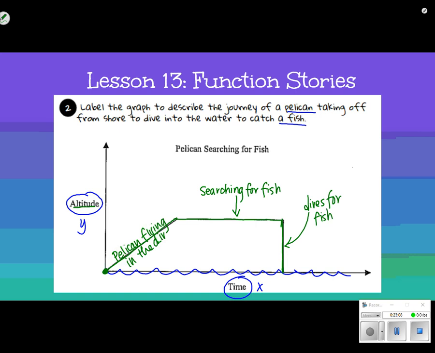And then after that, we're not sure what happens. I'm pretty sure that the pelican doesn't stay under the water, but that's where the story kind of stops. Like I said, it can continue on, but we don't have that part of the story. What we can see is the pelican taking off. We can see it searching for food, and we can see it diving for fish. Does it catch a fish?